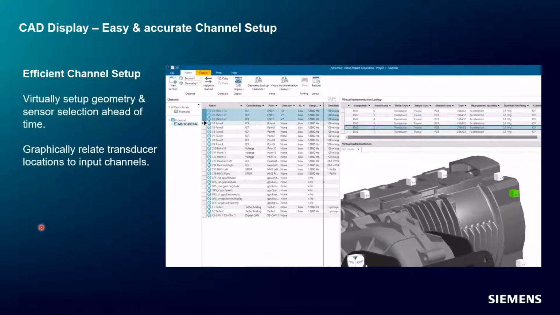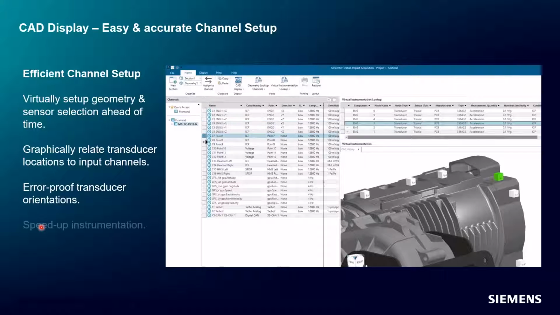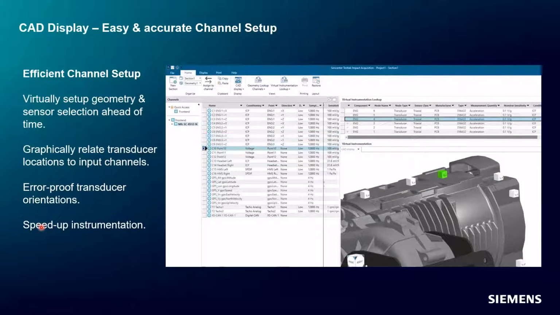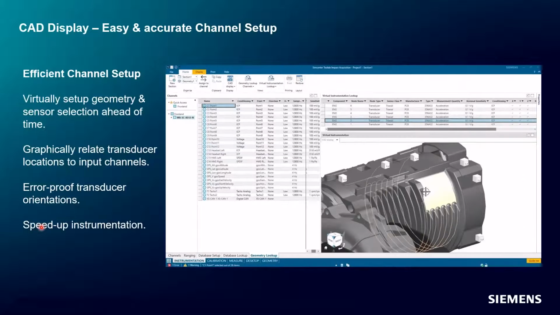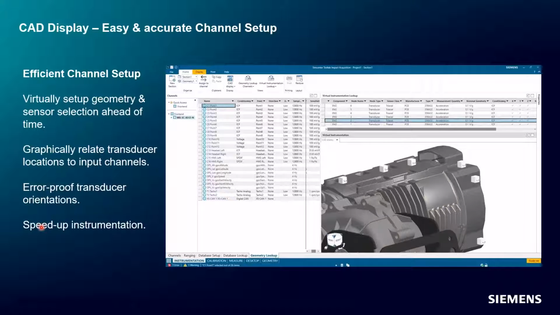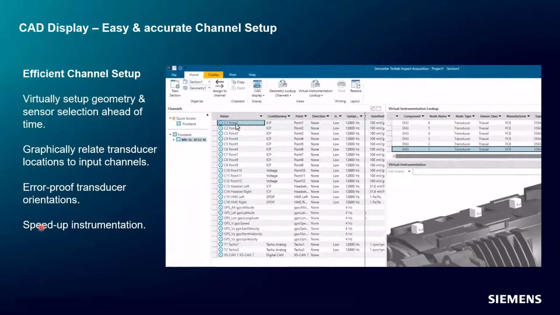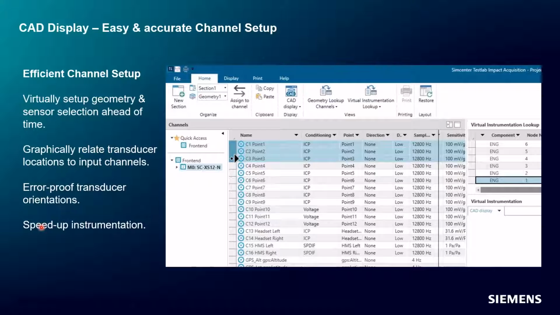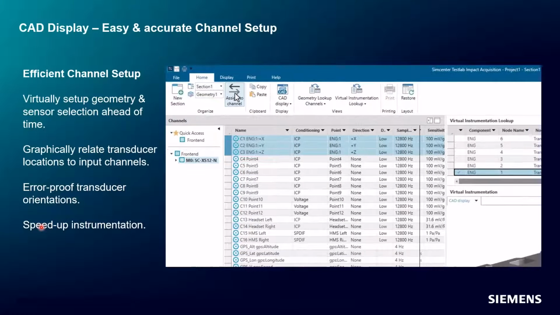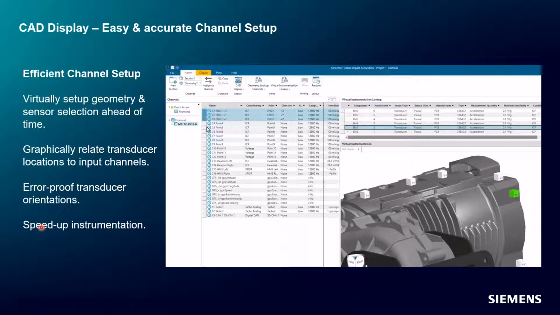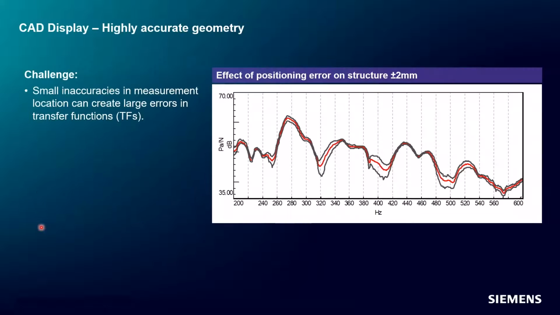We don't have to wait for the physical prototype to be available, and we can graphically relate the transducer locations to input channels. In addition, this will help us error proof transducer orientations. In this example, in the little video here, all the transducers are oriented the same way, but that may not be the case very often, right? And so this will help us error proof that by automatically extracting the correct Euler angles and things like that for us while we do this setup. And all of that will speed up our instrumentation time.